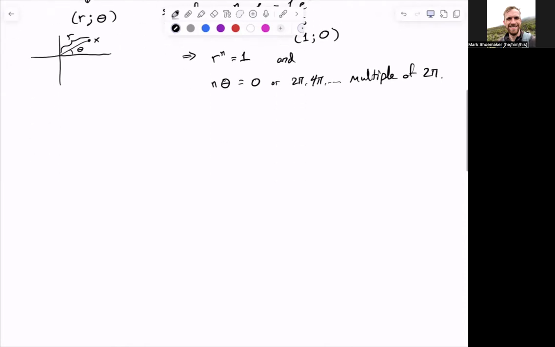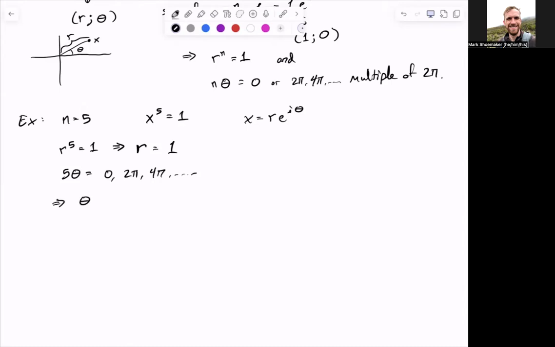So let's do an example. Let's say n equals 5. So I'm trying to solve the equation x to the 5 is equal to 1, and x is r e to the i theta. We already know that r to the 5th is equal to 1. So r is a non-negative number whose 5th power is 1. That means r has to equal 1 as well. And then 5 times theta is equal to 0, 2 pi, 4 pi, etc.